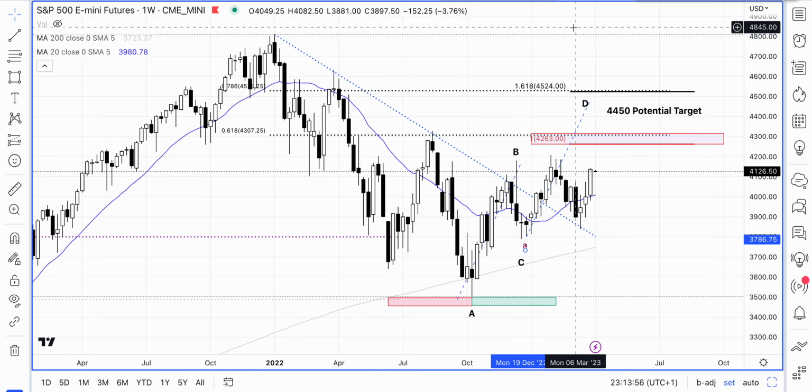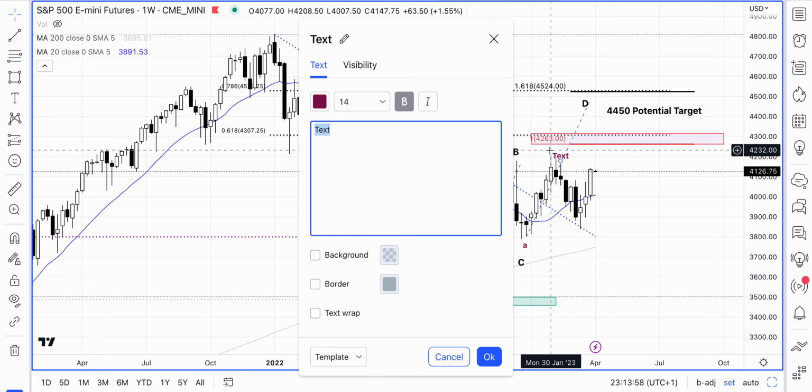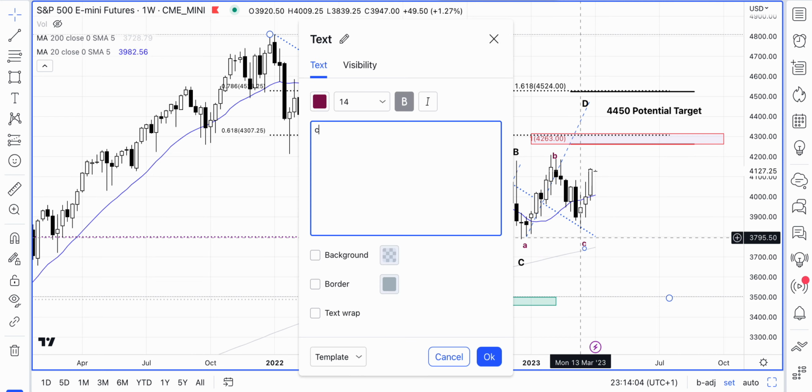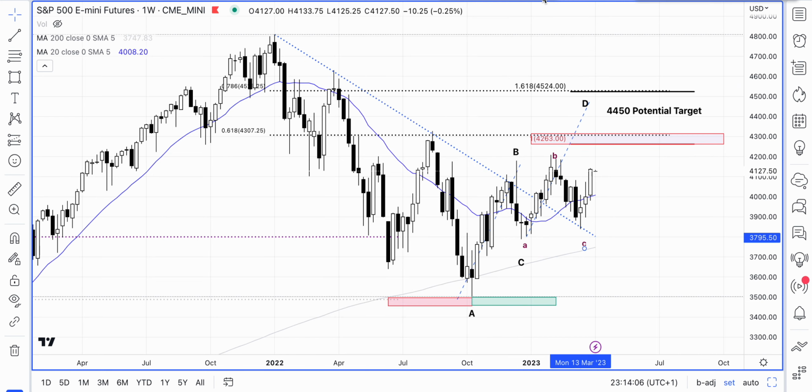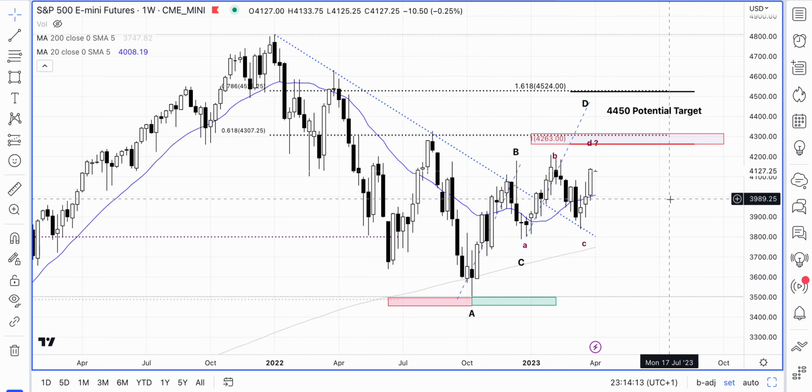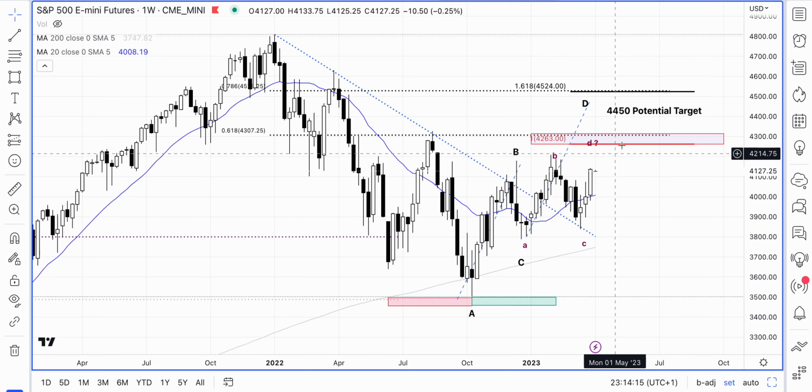So A, B, C, and D right here. Put it like a question mark. Right guys, so on a weekly chart, this is what we are looking at.